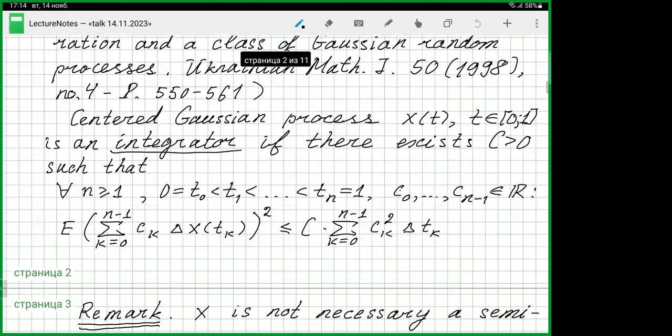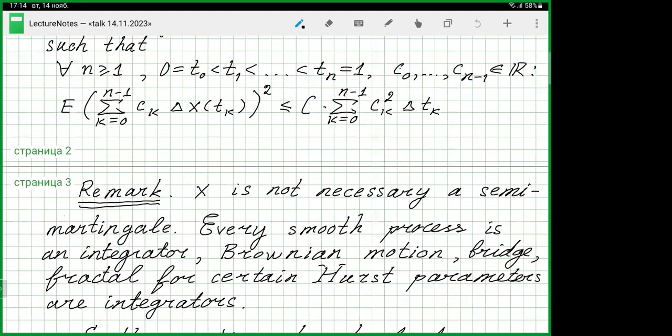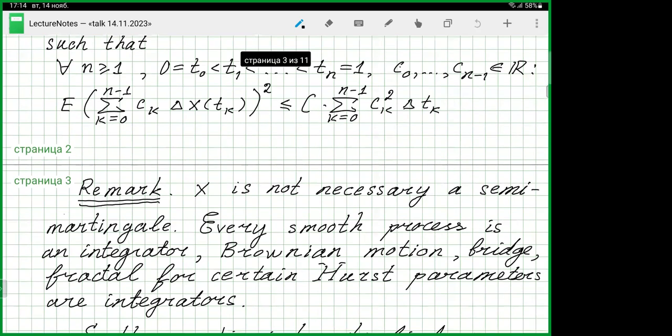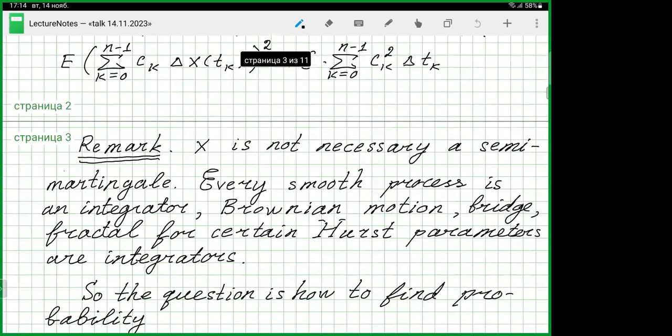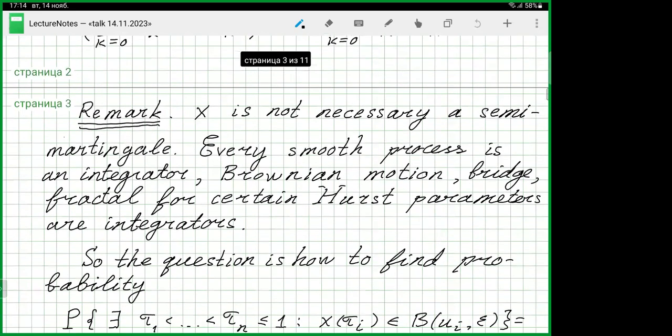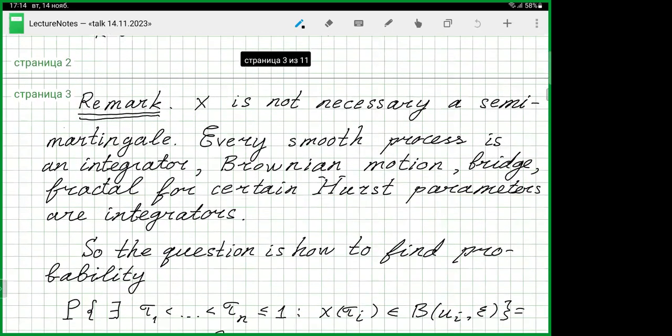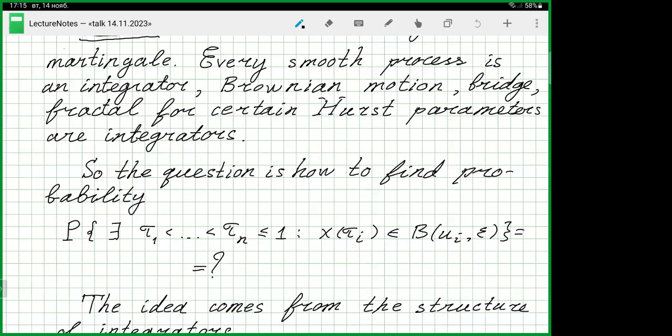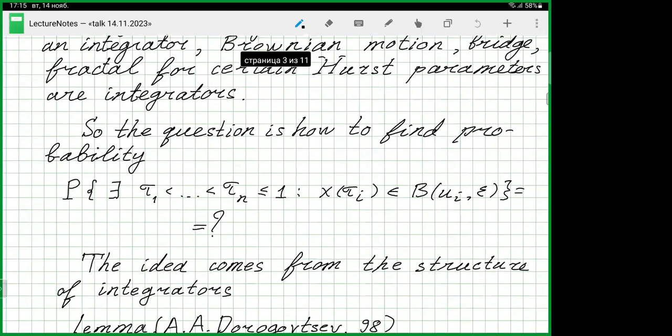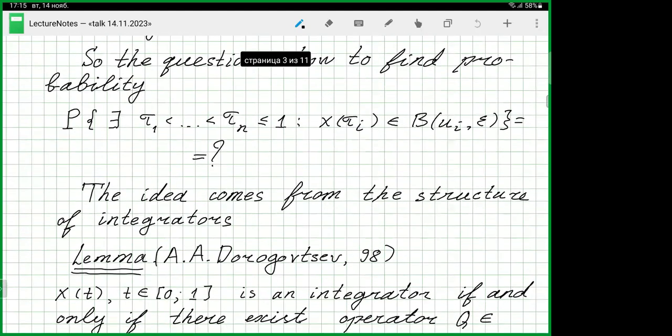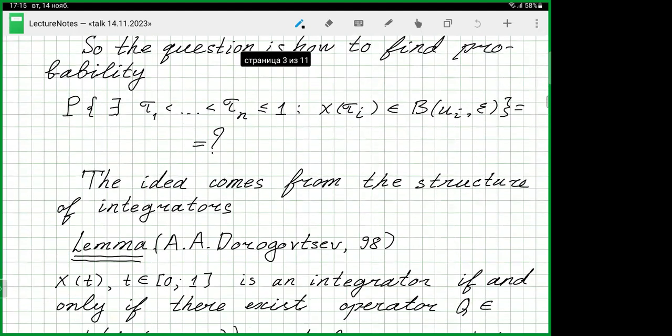Let me say that every smooth process is an integrator. Brownian motion, Brownian bridge, and fractional Brownian motion with any Hurst parameter are also integrators. And the question is how to find the probability when X is an integrator. The answer came from the structure of integrators. The following lemma was proved in those articles of mine, and this lemma looks like this.